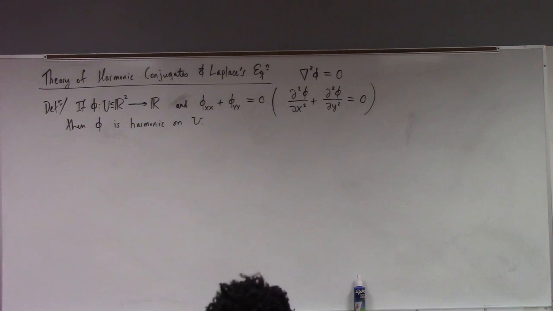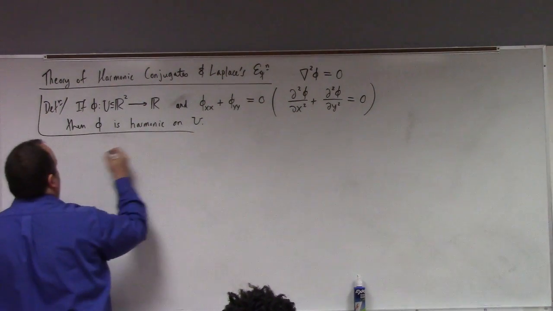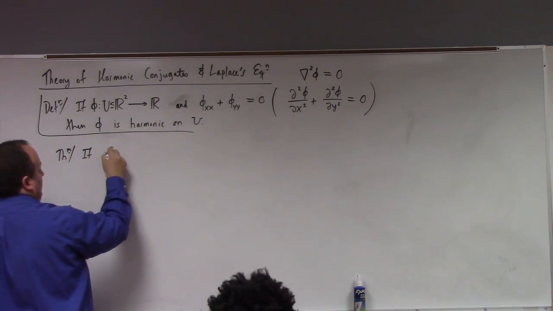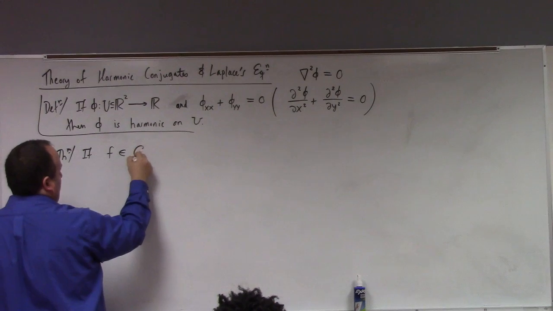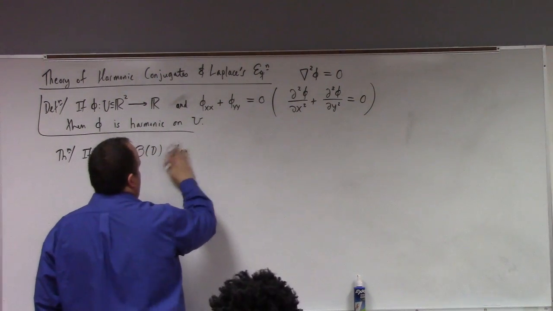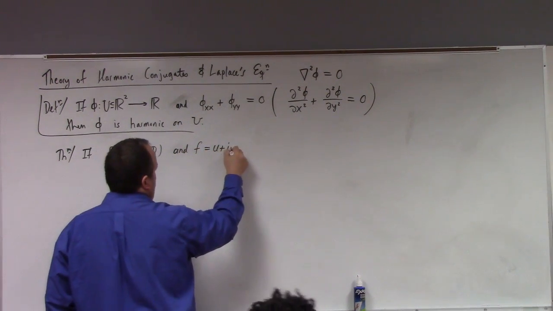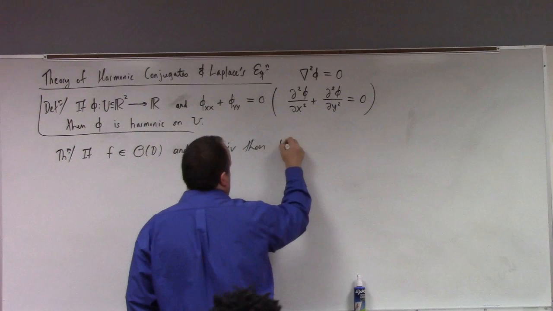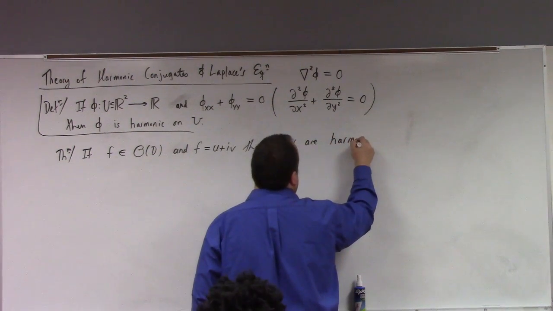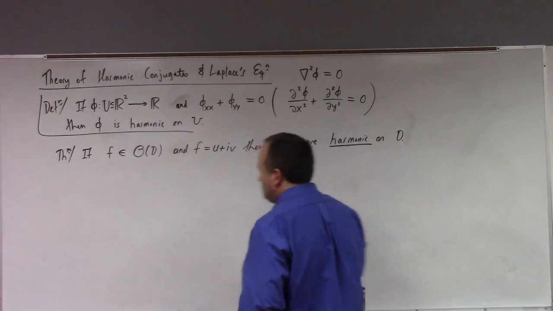So what does that have to do with complex differentiable functions? So here's a theorem. If f is holomorphic on a domain D, and f is equal to u plus iv, then u and v are harmonic on D.